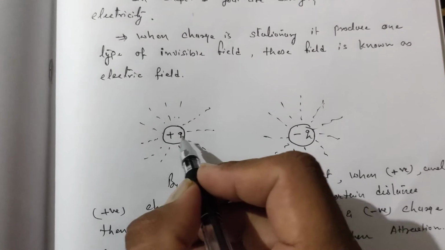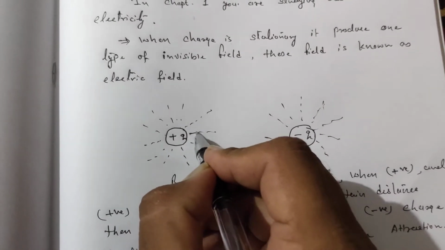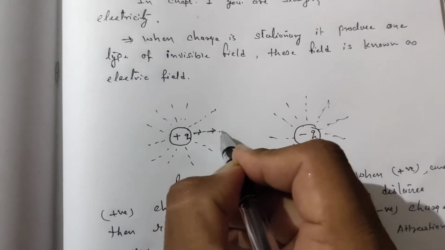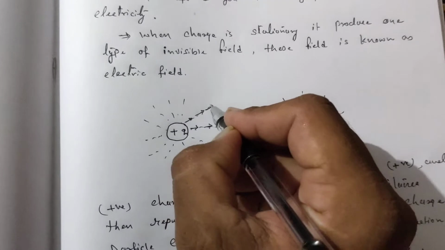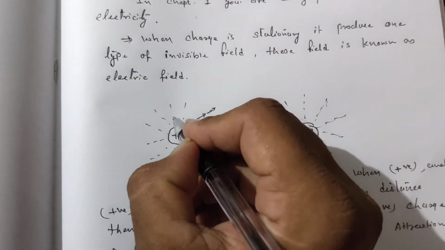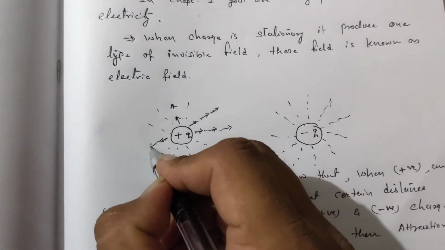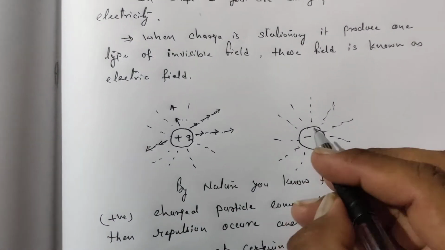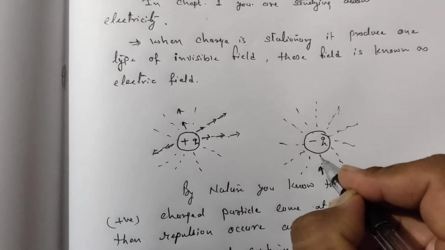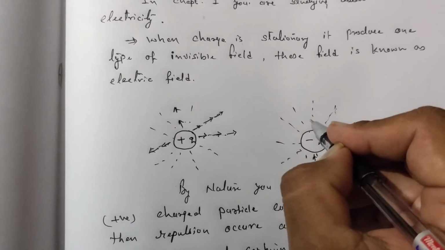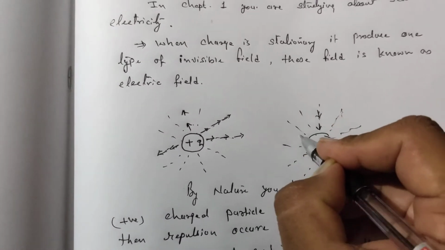Now remember, while a positive charge produces a field, in that case the field is produced outside, means it is moving away from the charge, like this you can see in the diagram. And regarding negative charges, the field is moving towards the charge, so you can observe over here in the ray diagram like this.